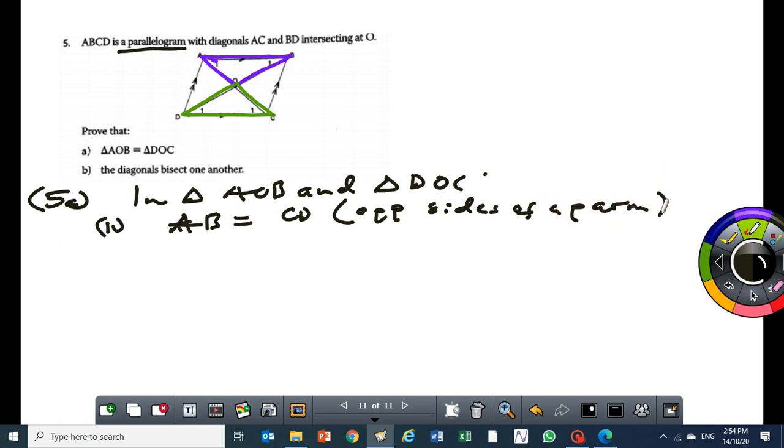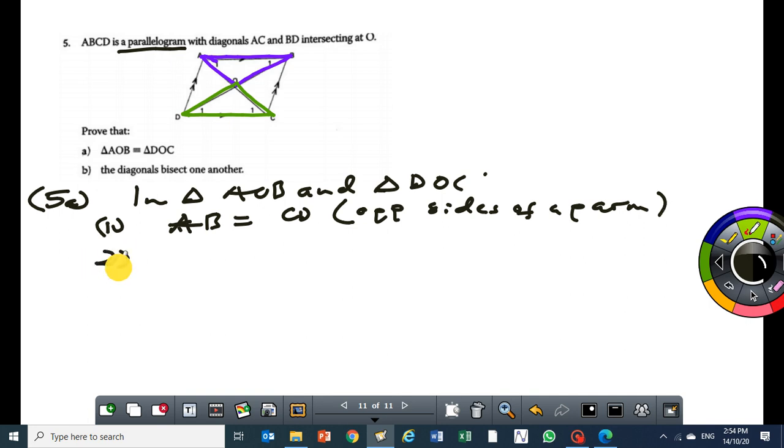Okay? How can you use SAS for that one? You have to prove that the diagonals bisect, remember? So AO is going to be equal to OC and DO is equal to OB. And then this angle here is equal to that because they are vertical opposites. But that's another way of doing it.